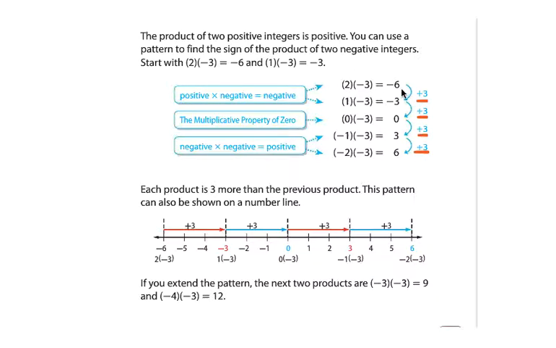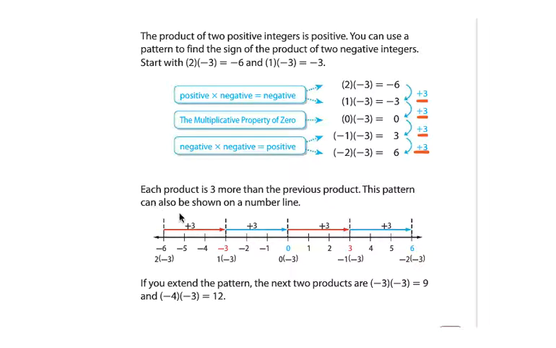Because 2 times negative 3 is negative 6. 1 times negative 3 is negative 3. 0 times negative 3 is 0. Negative 1 times negative 3 is a positive 3. Negative 2 times negative 3 is a positive 6. Okay? So each product is 3 more than the previous product.